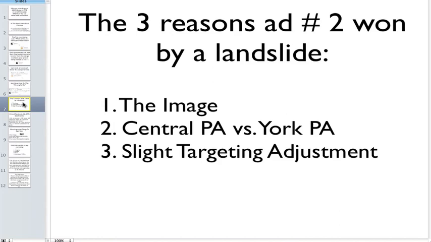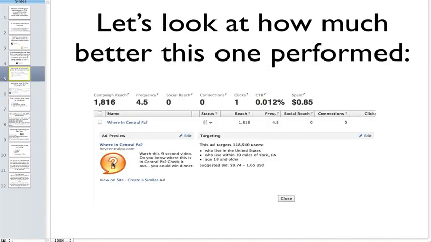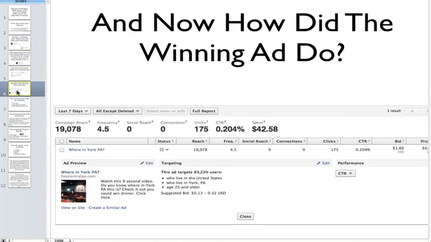Number 1, the image. Let's take a look at the images. This is an image. It's a question mark. It's orange. It kind of grabs your attention a little bit. But this is an image that kind of stops you in your track. You go closer to the screen. You try and figure out what is that. Maybe I've been to that restaurant or pub before, okay? So number one, and probably by far the most important reason that this one crushed the other one is the image.